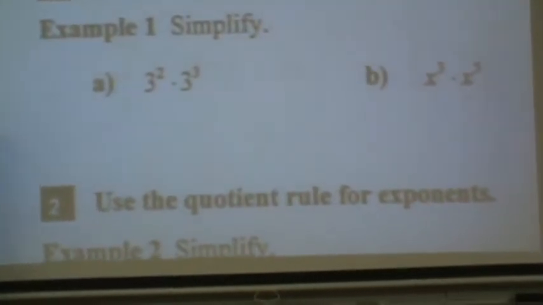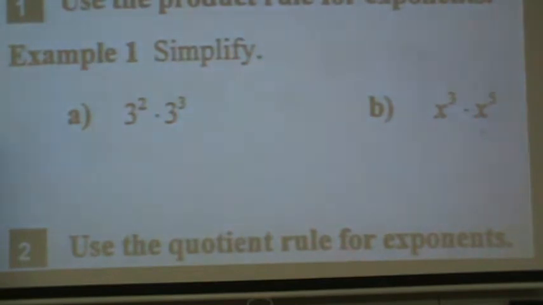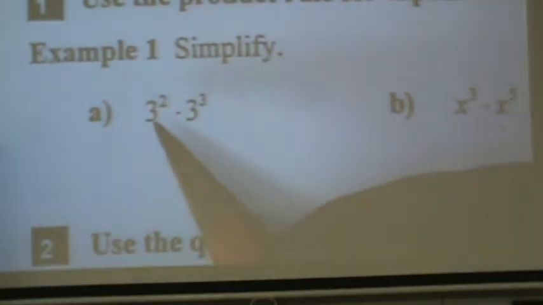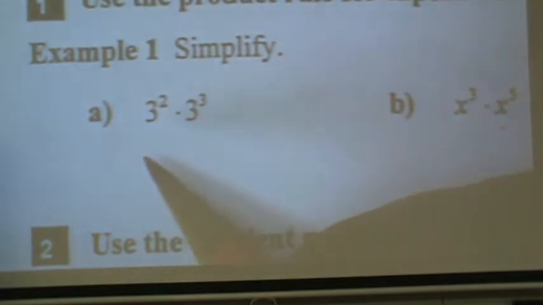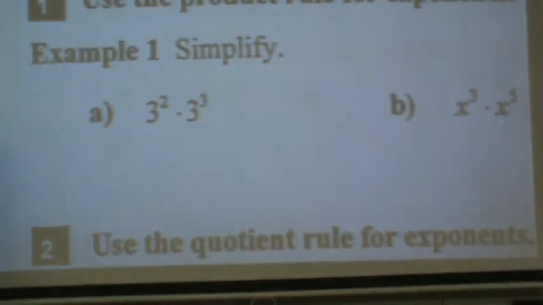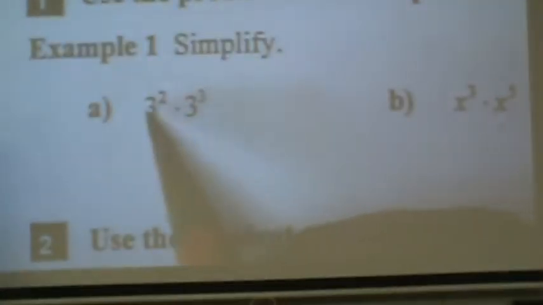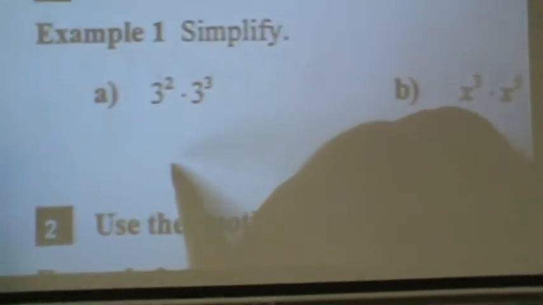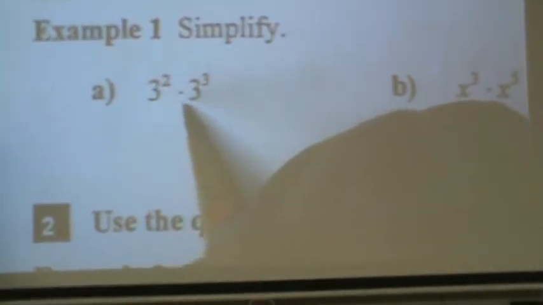Problem, example number 1. First of all, do you remember what's the base and what's the exponent? The base is the big number and the exponent is the power. So we have to know those words. So, if you're multiplying and bases are the same, do you remember the rule? You add. What do you add? The exponents. But what do you do with the base? You keep them the same.